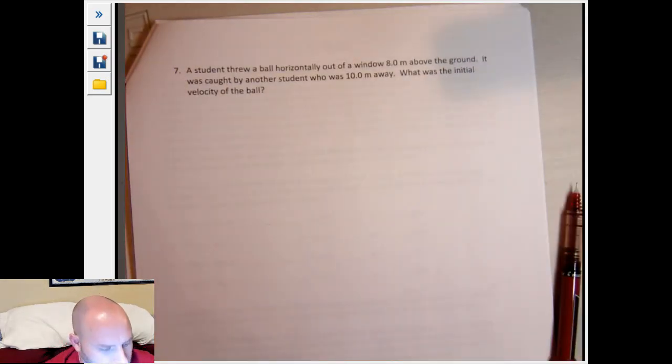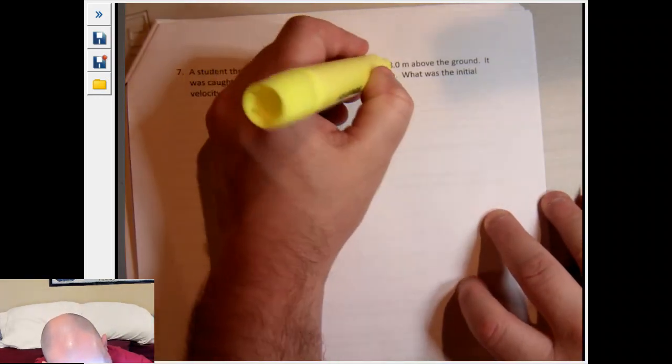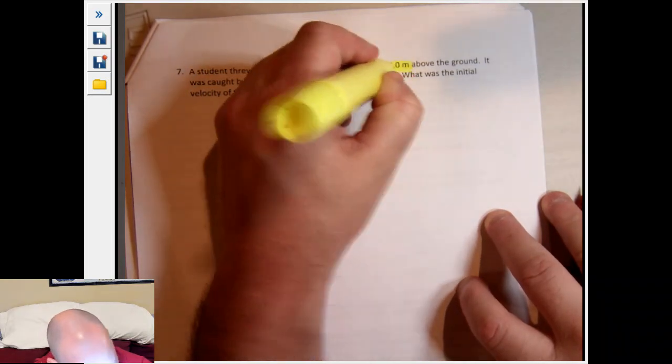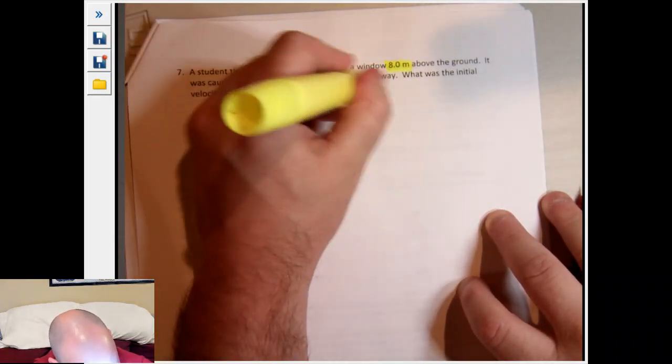Okay, so let's look at it. A student threw a ball horizontally out of a window at 8 meters above the ground. So you already know straight up it's a displacement because it's in meters. Now let's figure out which one's which. When I think of above, I think if I'm looking up or somebody's looking down at me. So that sounds like Y. So I'm going to do my labeling stuff. I like to do X on top. So my Y is 8 meters.